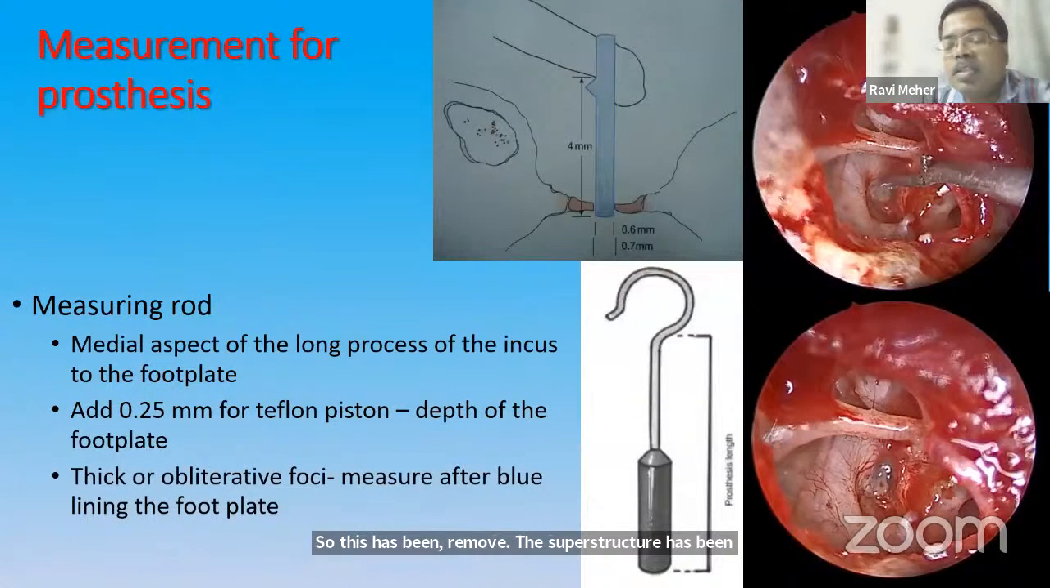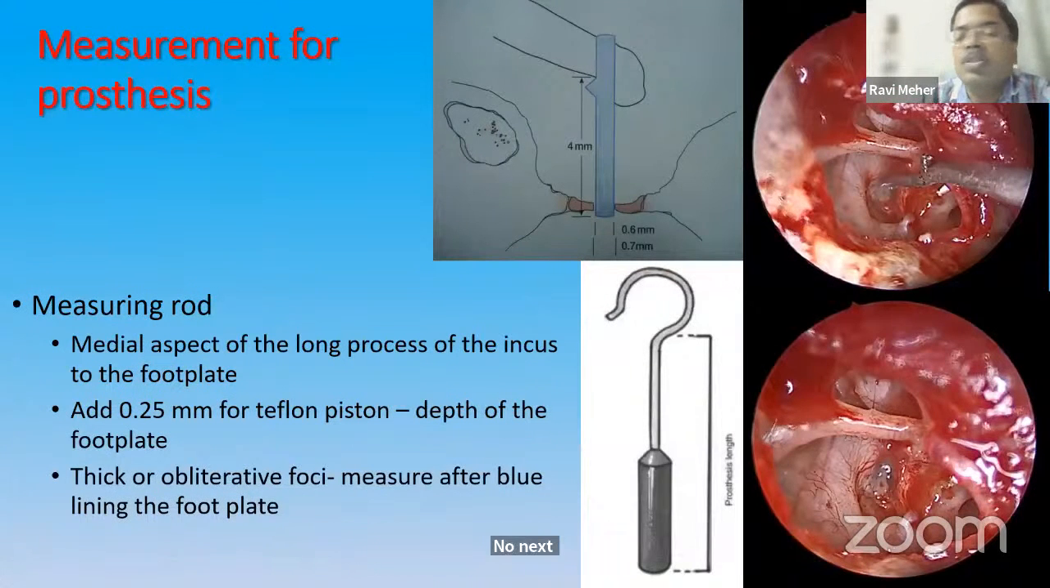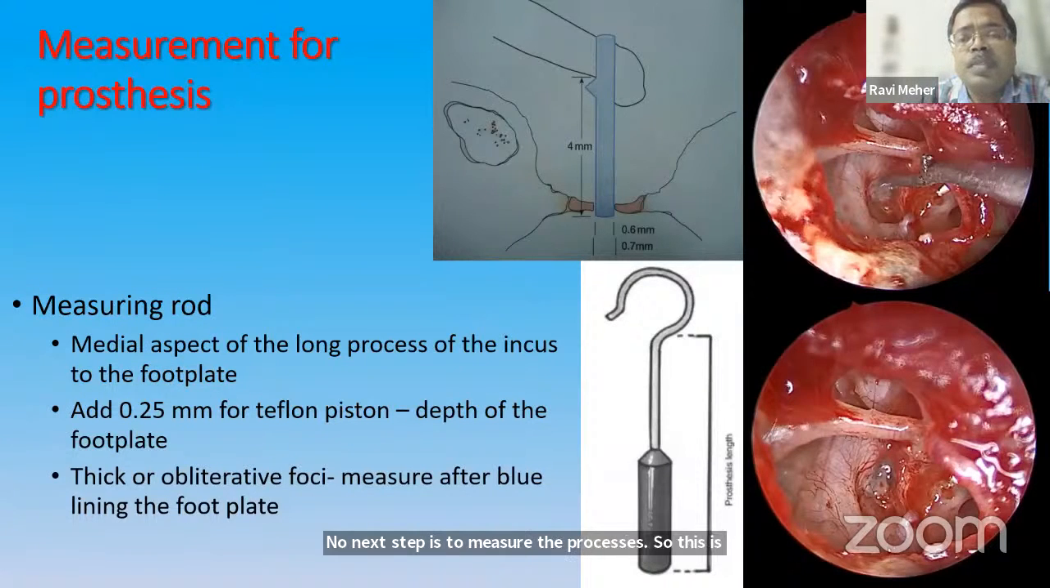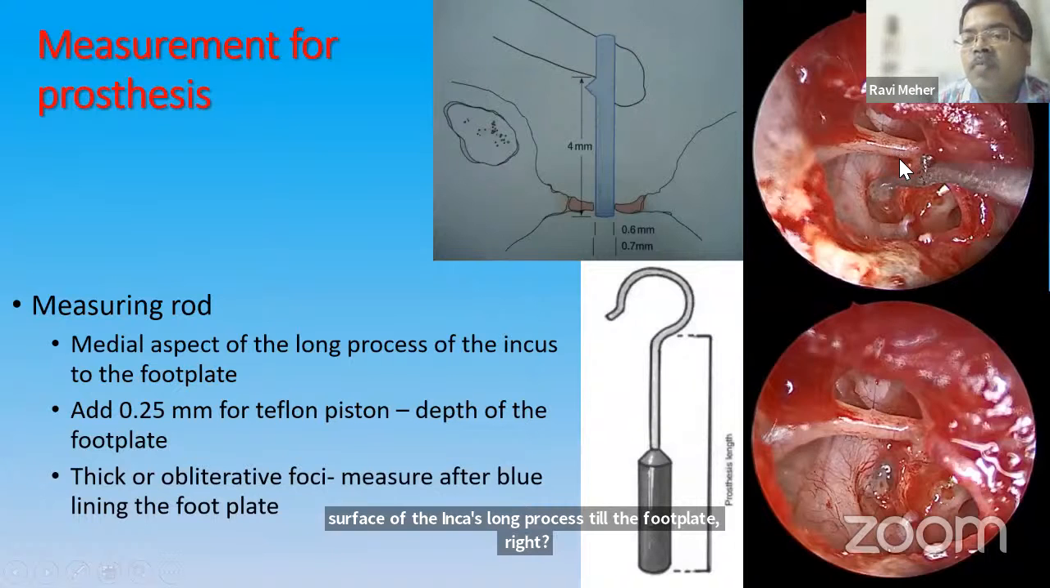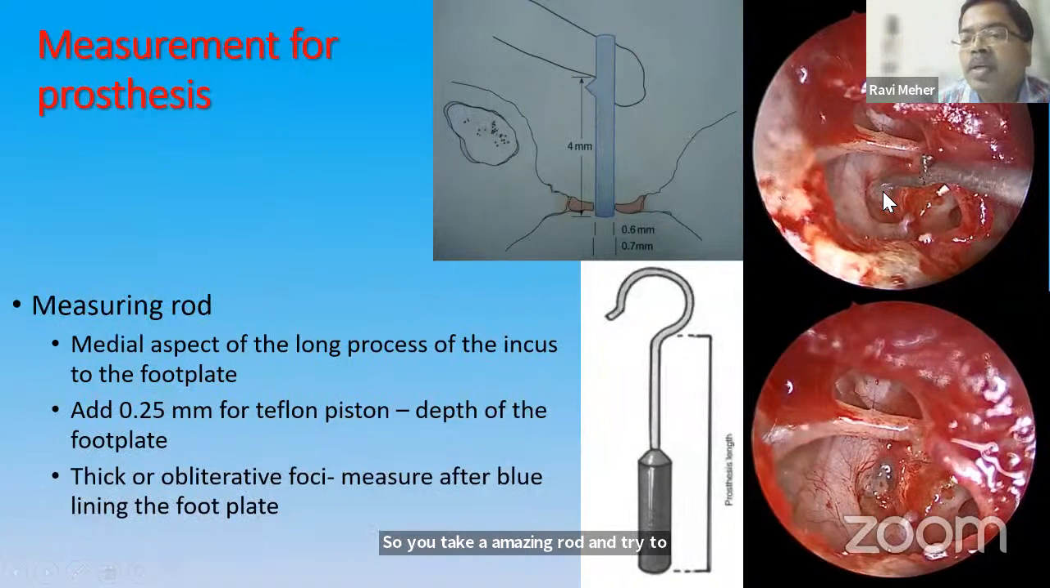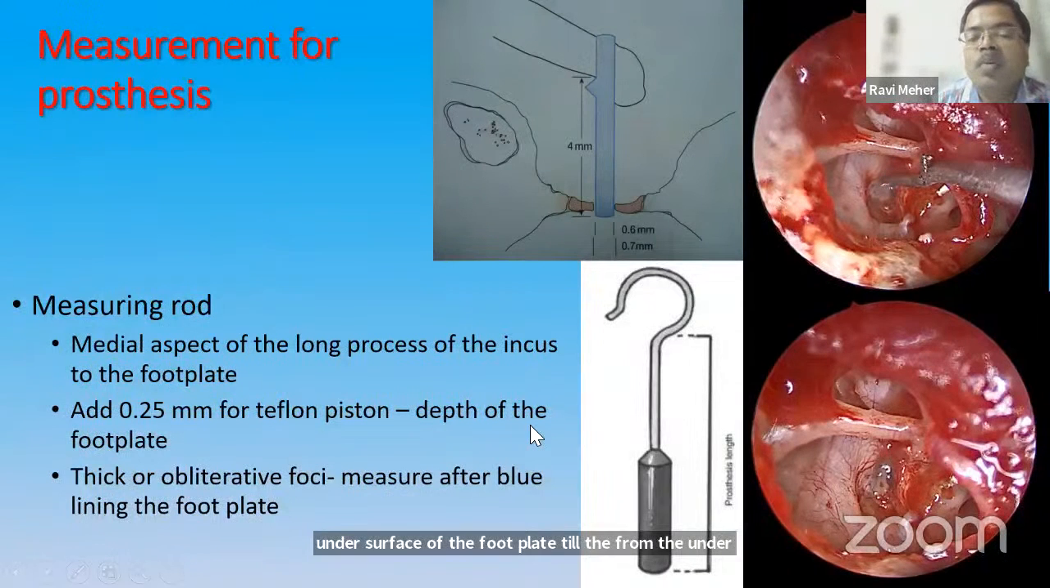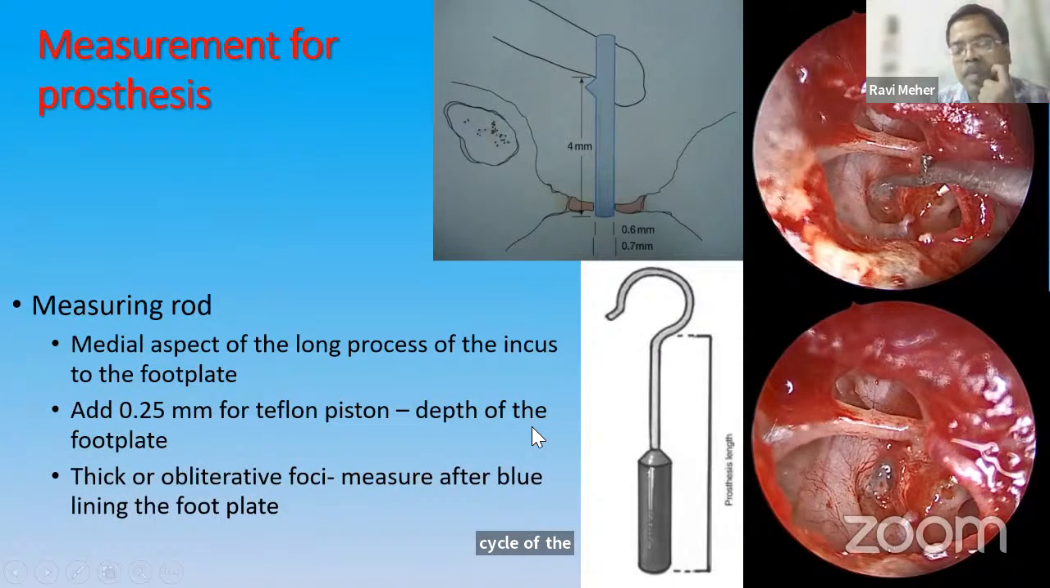Now, next step is to measure the prosthesis. So this is very, very important. And how do you measure? You have to take the measuring rod, and the measurement is actually from the under surface of the incus long process till the footplate, right? So you take a measuring rod and measure from the under surface of the incus till the footplate, and add 0.25 millimeter.